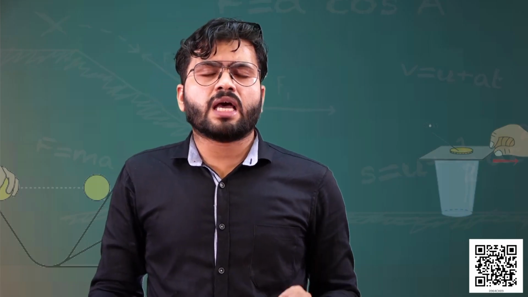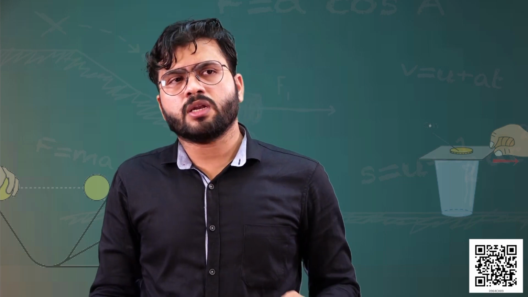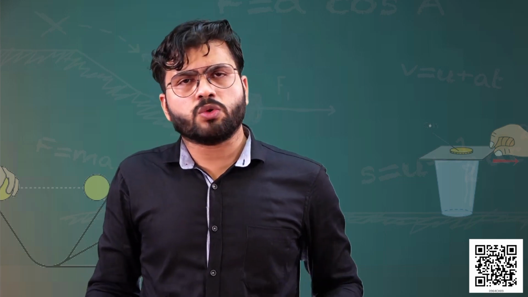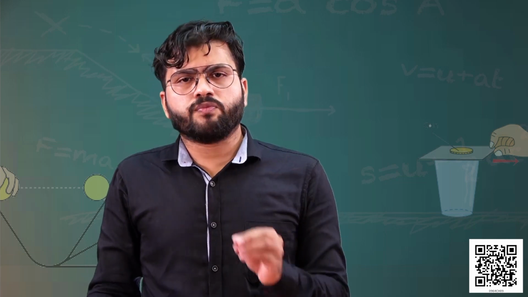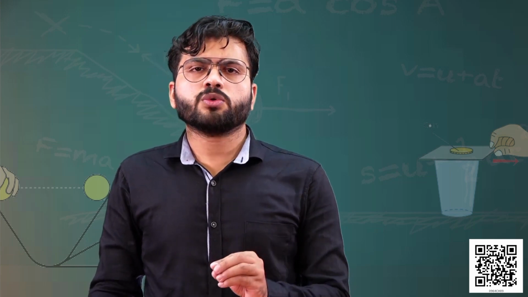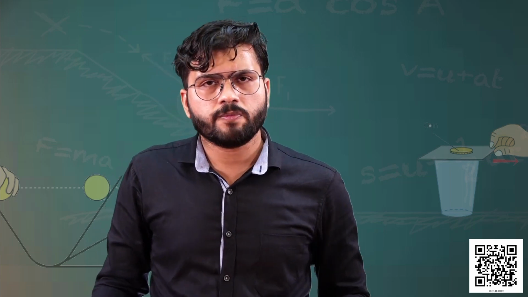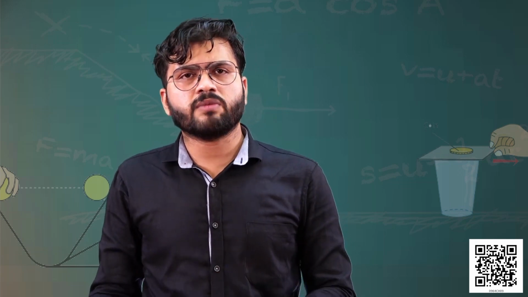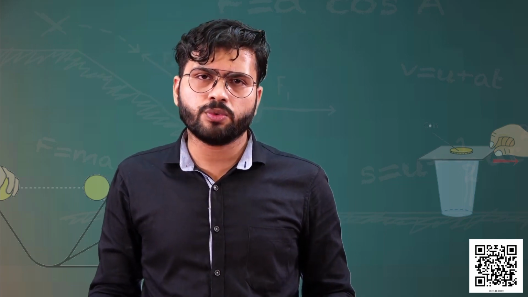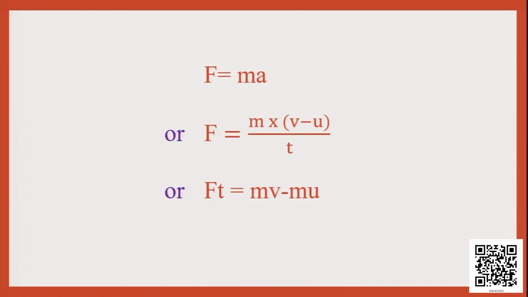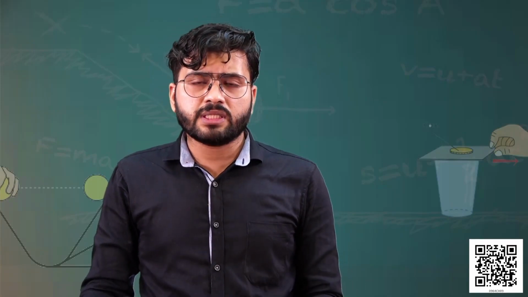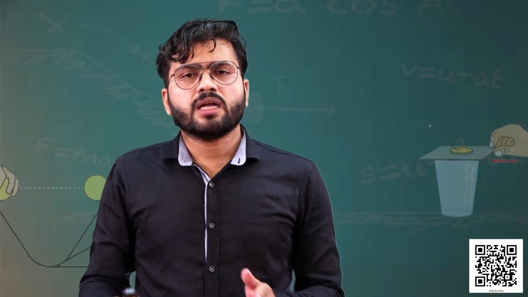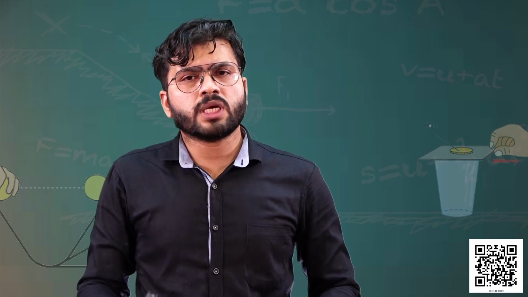Supposedly, we are not applying any external force. That means force is equal to 0. So, if force is equal to 0, force into time, that value will be 0. So, if you substitute it in that equation given as Ft is equal to mv minus mu, we will get that mv will be equal to mu. That means the final velocity and the initial velocity both are same.